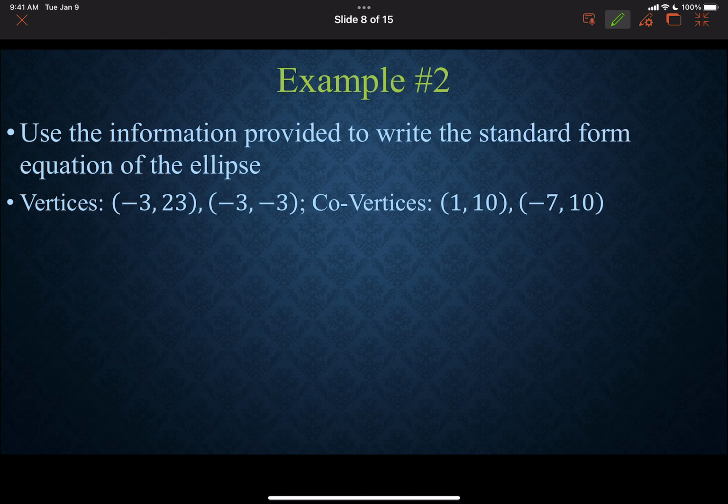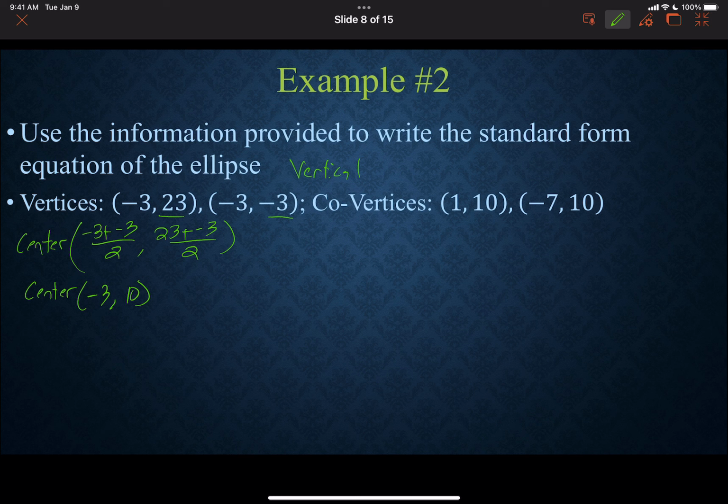So for this one, we can now see that it's going to be a vertical ellipse because now the y-coordinates are changing. So we have a vertical ellipse. Center is still going to be the average of the x's and y's, so it's -3 plus -3 over 2, 23 plus -3 over 2. Ultimately, we would get for the center -3, 10.